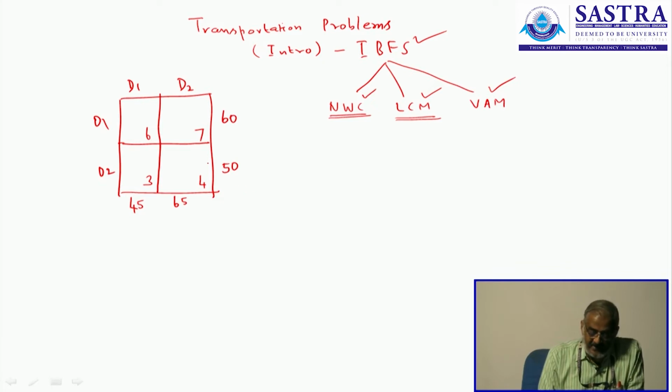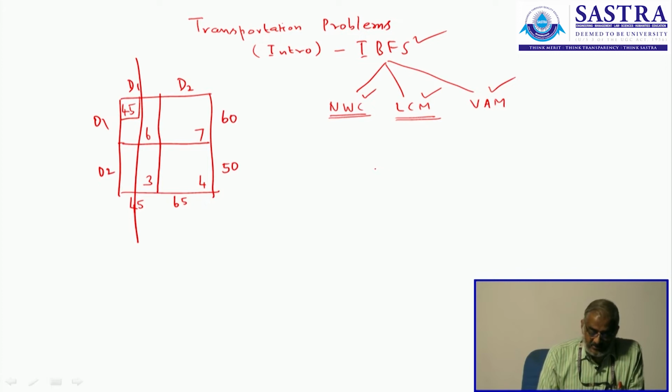Now for this figure, what is the northwest cell? North is on the D1 D2 side, west is on the O1 O2 side. So the northwest corner is O1 D1, where the demand is 45 units and supply is 60 units. So supply the entire demand of 45. This is possible. Now since the entire 45 units are satisfied, I can cross this demand column.